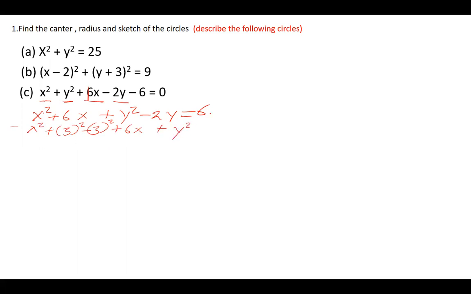So we say y squared there. And then plus the half of -2, which is -1 squared, then minus -1 squared again. Then minus 2y is equal to, sorry, it's equal to 6. It's supposed to be 6, not 0. Okay, so it's equal to 6.